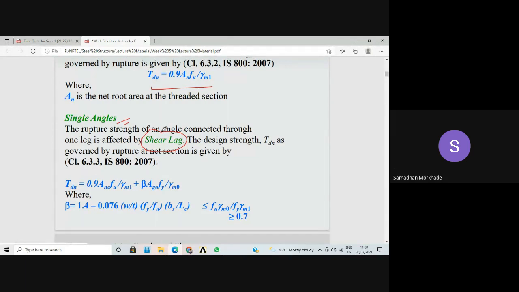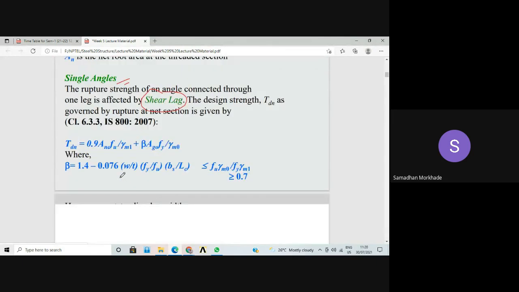Shear force, you know, we have already studied in strength of materials, as the variation of shear force across the beam or along the length of the beam. And lag means lagging behind. That is why the term is called shear lag. And for angle sections, this is the formula.